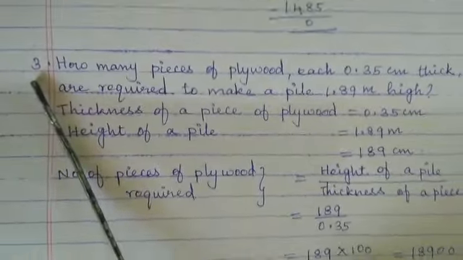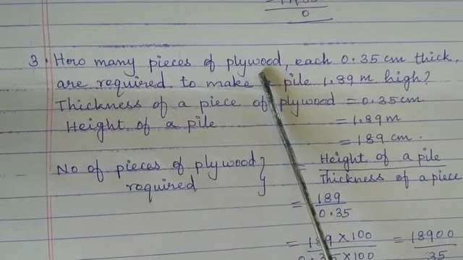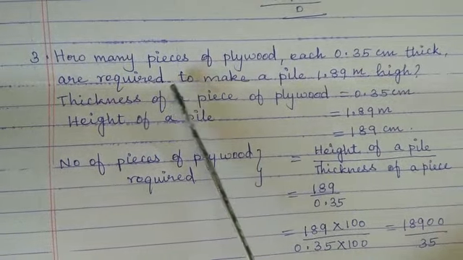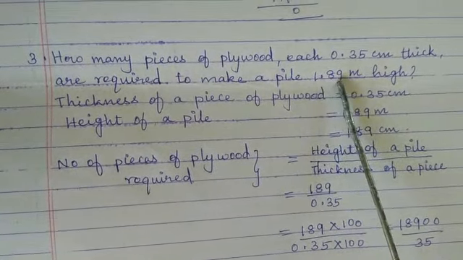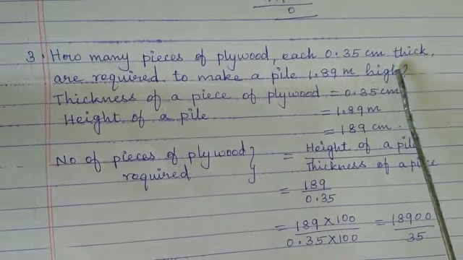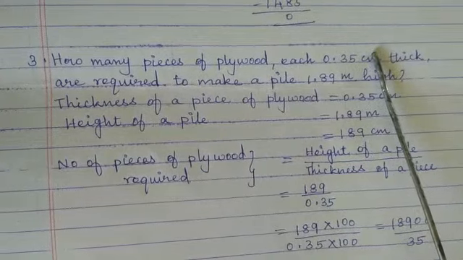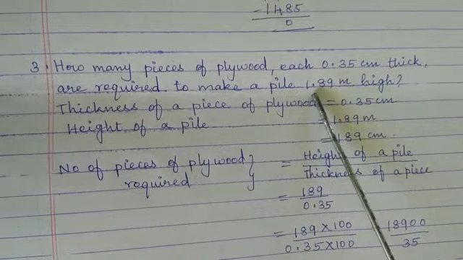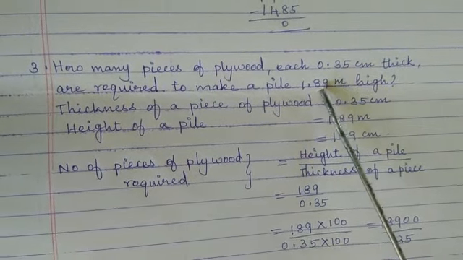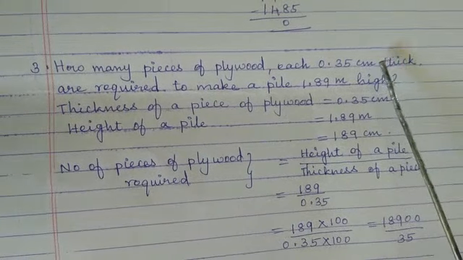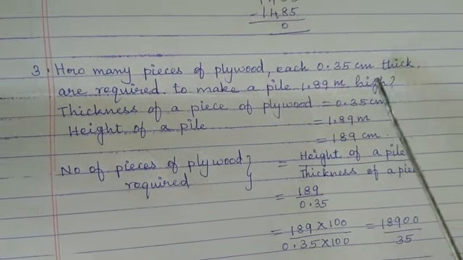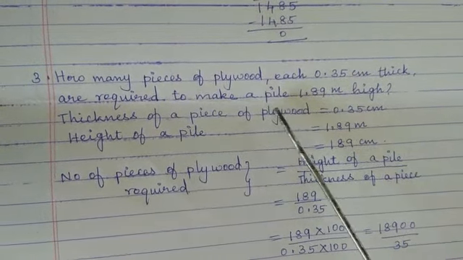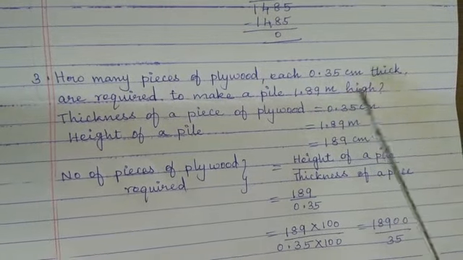Now move on to question number 3. How many pieces of plywood, each 0.35 centimeter thick, are required to make a pile 1.89 meter high? What is given here? The thickness of each plywood is given, and you have to arrange them one by one, making a pile, so the height must be 1.89 meter. Now you have to see the unit. Here the thickness of plywood is given in centimeter, and the pile height is in meter. So we are converting this 1.89 meter into centimeter.